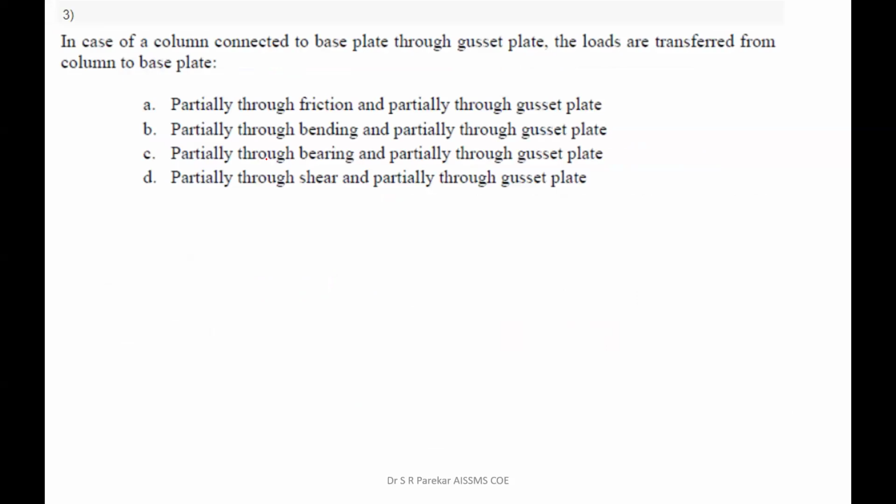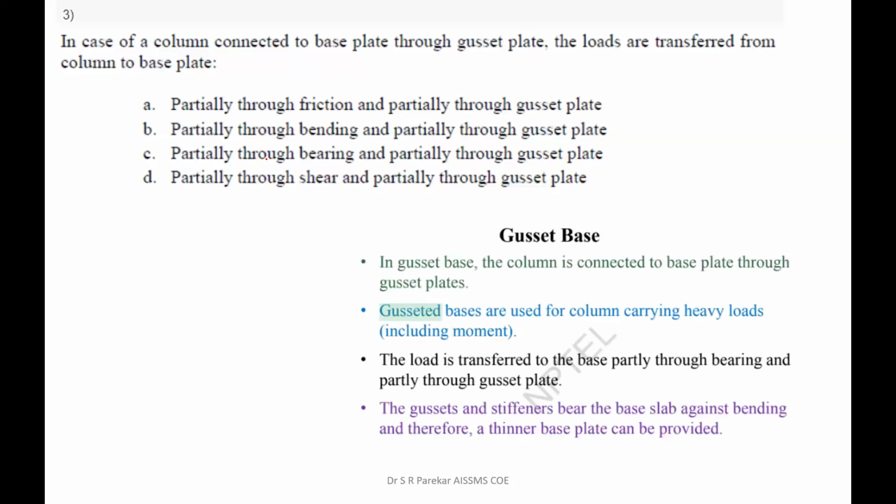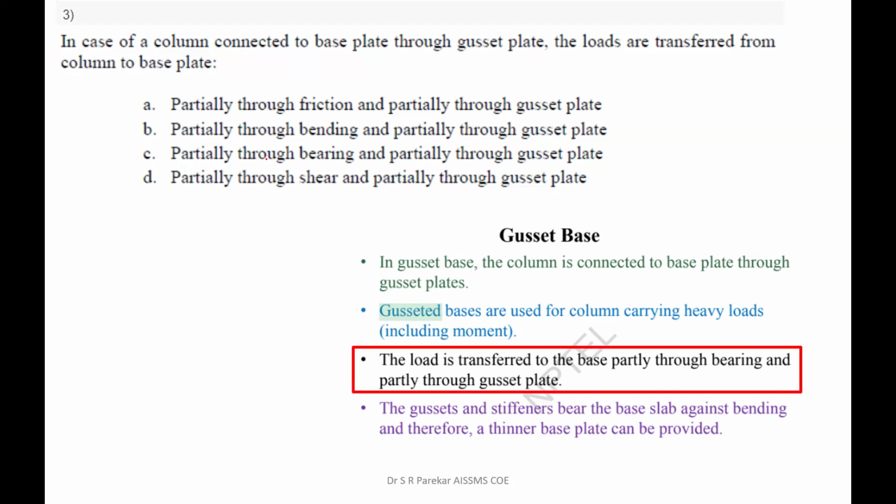Now the third: in case of a column connected to base plate through gusset plate, the loads are transferred from column to base plate. Here they have mentioned gusset, so this is gusseted base. In a column connected to base plate through gusset plate, the load is transferred partially through bearing and partially through gusset plate. Option is C.